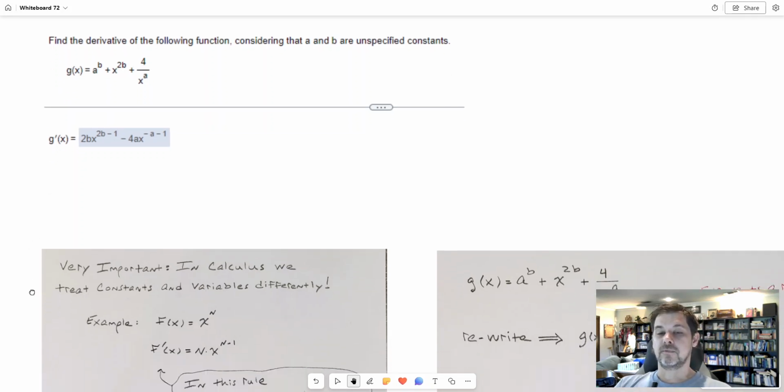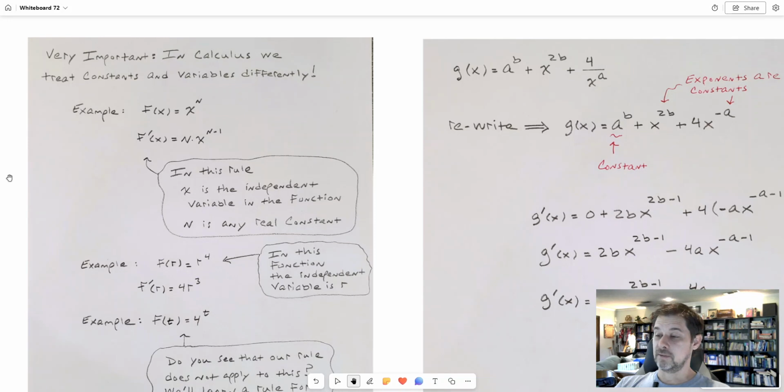So what I have to say that I hope makes an impression on you right now is that in calculus we treat constants and variables differently. I always have to notice, when I'm working with any type of function, what's a constant and what's a variable. Take this right here, our basic rule for derivatives, the first rule that we learn, called the power rule. It says if you have a variable to a constant power, the derivative will be that power times the variable to the power n minus 1, the constant minus 1.